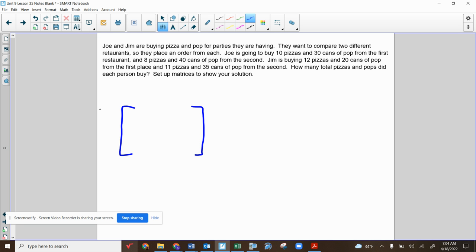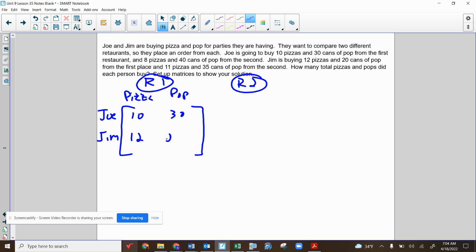All right, so we've got Joe, and then we're going to have Jim. I'm going to call this one up here just as a label for the whole thing. Restaurant number 1, restaurant number 2. Okay, so he is buying pizza and pop. All right, so Joe buys 10 pizzas and 30 cans of pop. Jim from the first one buys 12 pizzas and 20 cans of pop.